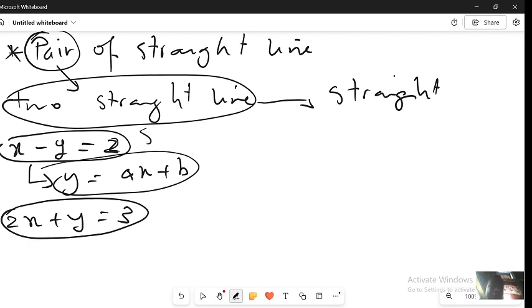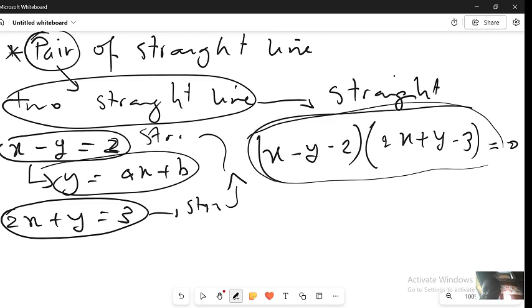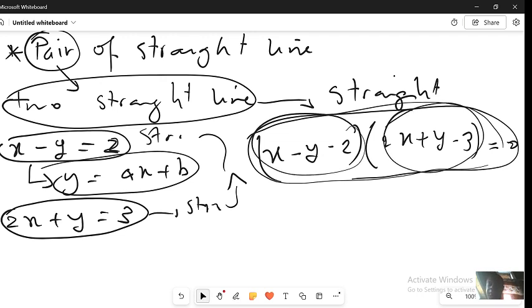Now this one is a straight line, this one is also a straight line, I combine both of them, I will have x minus y minus 2 multiplied by 2x plus y minus 3 equal to 0. Now these two are going to be a pair of straight lines, because this one was a straight line, this one also was a straight line. Now we are going to have a pair of straight lines.